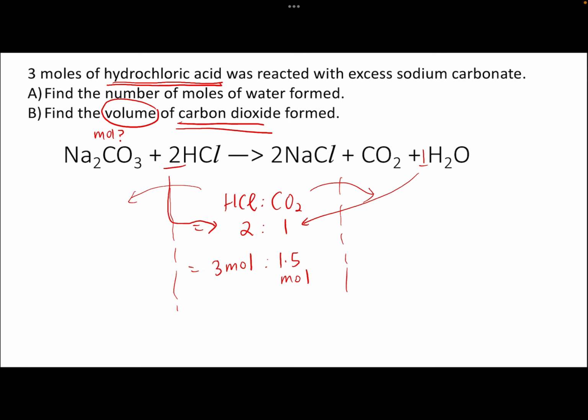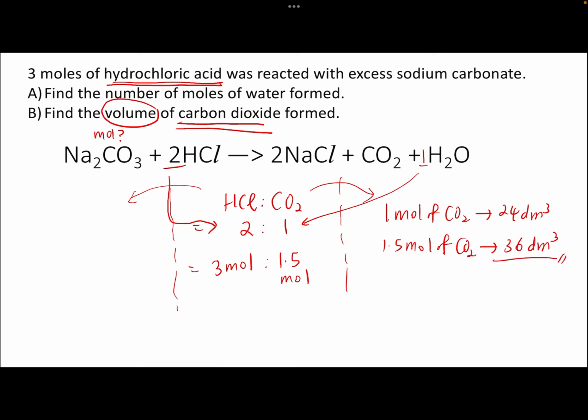Alright, so now I have 1.5 moles of carbon dioxide. Can I stop there? No, because I need to find the volume of carbon dioxide. And therefore, since I know that 1 mole of any gas gives me a volume of 24 dm cubed, if I have 1.5 moles of carbon dioxide, this is 36 dm cubed.